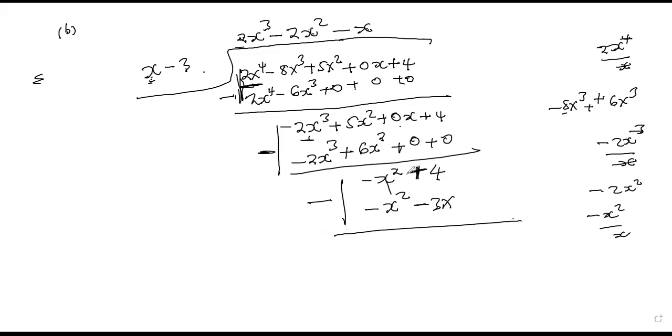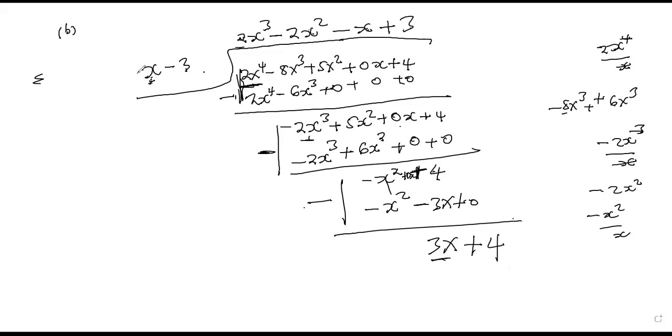Here we have 0x. Let me indicate it, 0x minus negative 3x, it will be 3x. 4, this side we don't have anything. So 4 minus 0, it will be plus a 4. So 3x is divisible by x. 3x divided by x, we shall get plus 3.